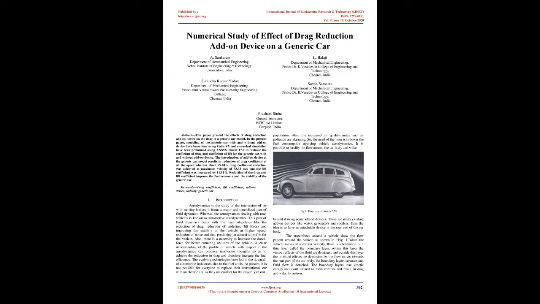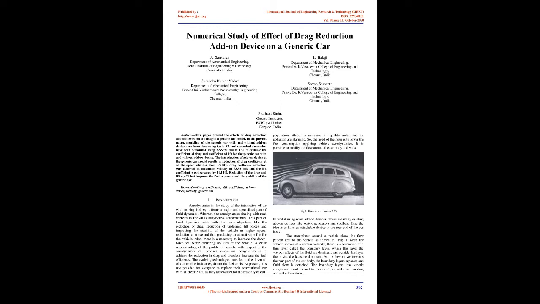The introduction of the add-on device on the generic car model results in a reduction of drag coefficient at all speeds, whereas about 29.04% drag coefficient reduction was achieved at the maximum velocity of 33.33 m/s, and the lift coefficient was decreased by 11.11%. Reduction of the drag and lift coefficients improves the fuel economy and the stability of the generic car. Keywords: drag coefficient, lift coefficient, add-on device, stability, generic car.